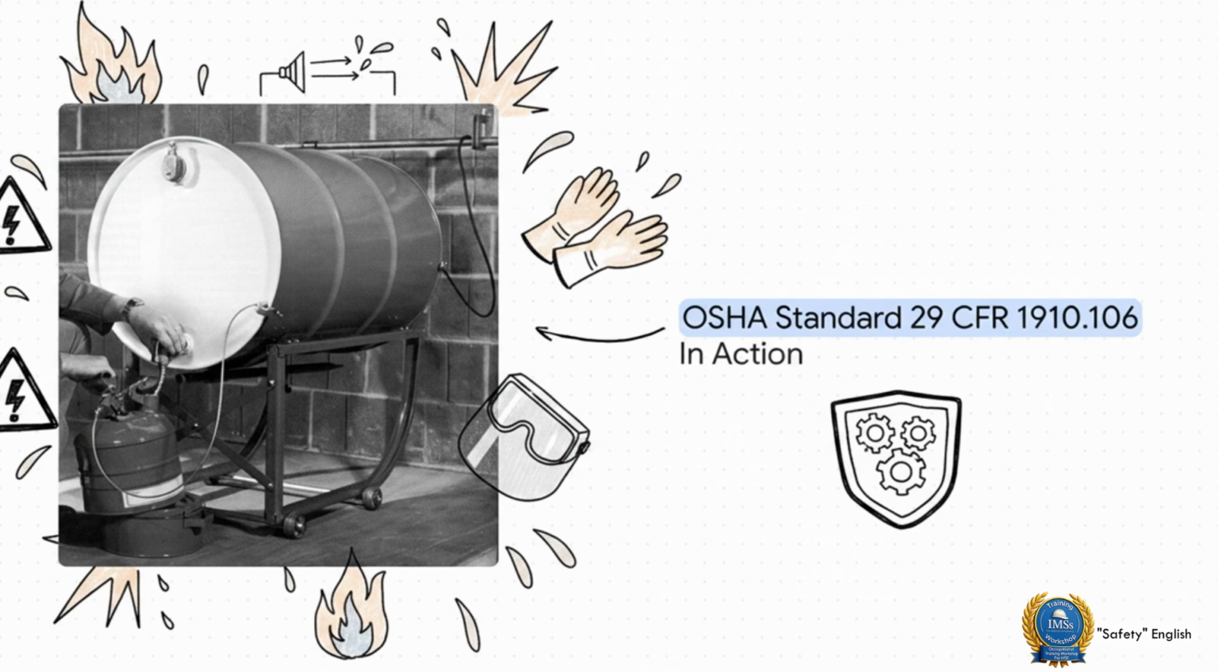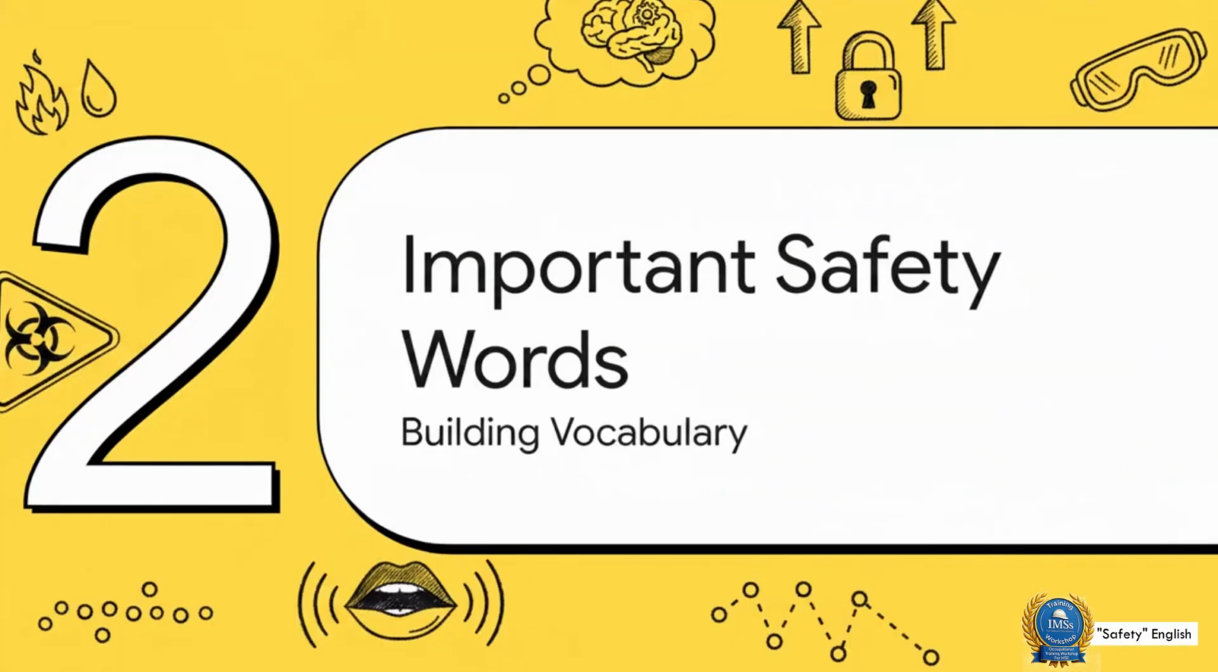But here's the thing. If you can't name the hazards or the equipment in English, you literally can't communicate the safety requirements to your crew. And communication, that's your first line of defense. Moving right along to Section 2, Important Safety Words, Building Your Vocabulary.